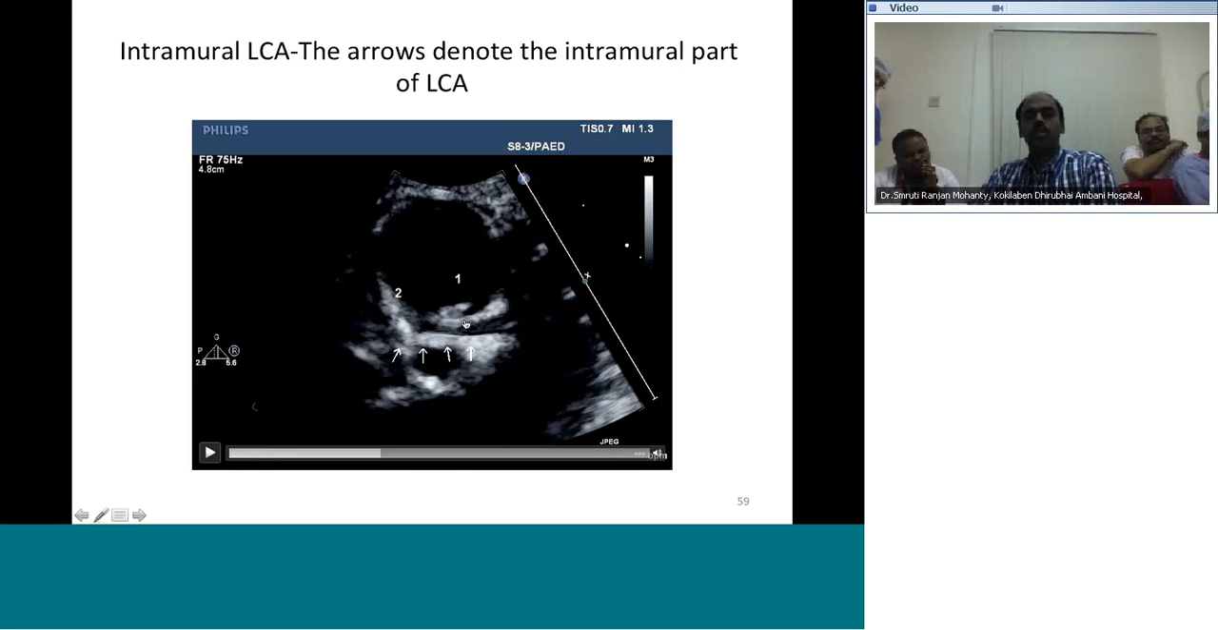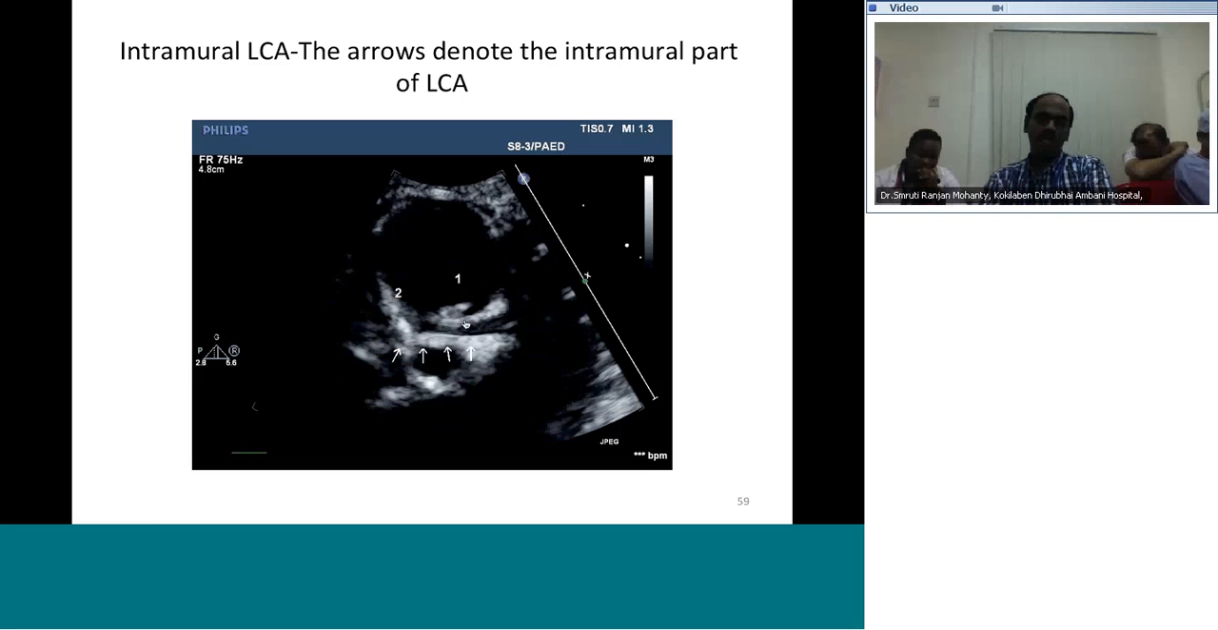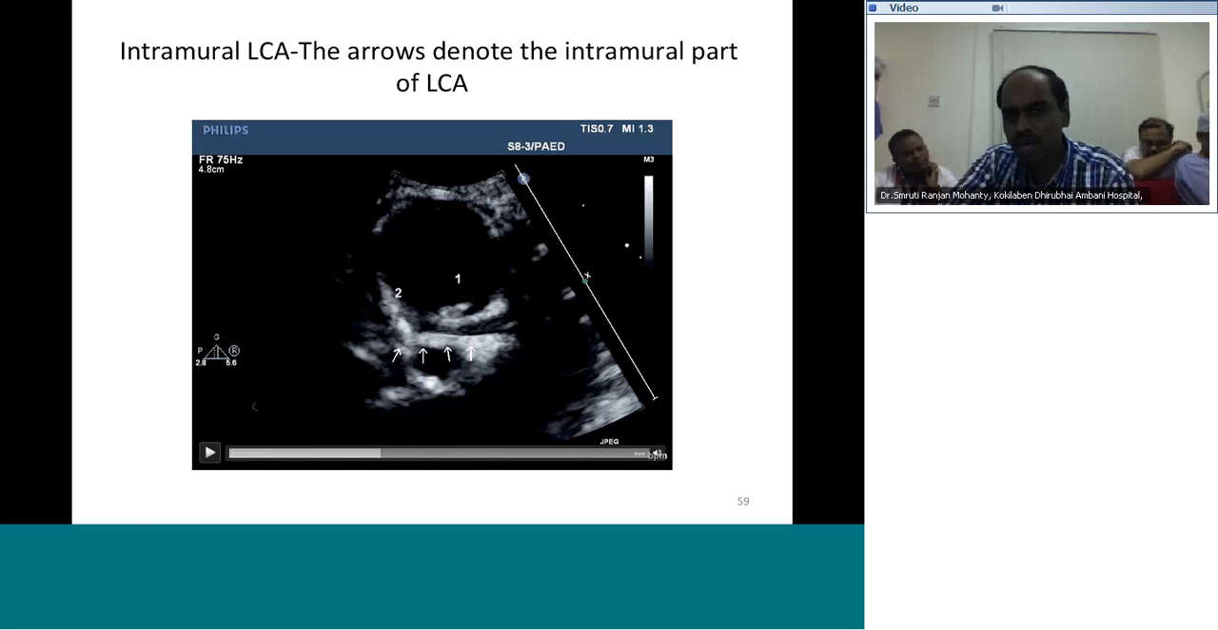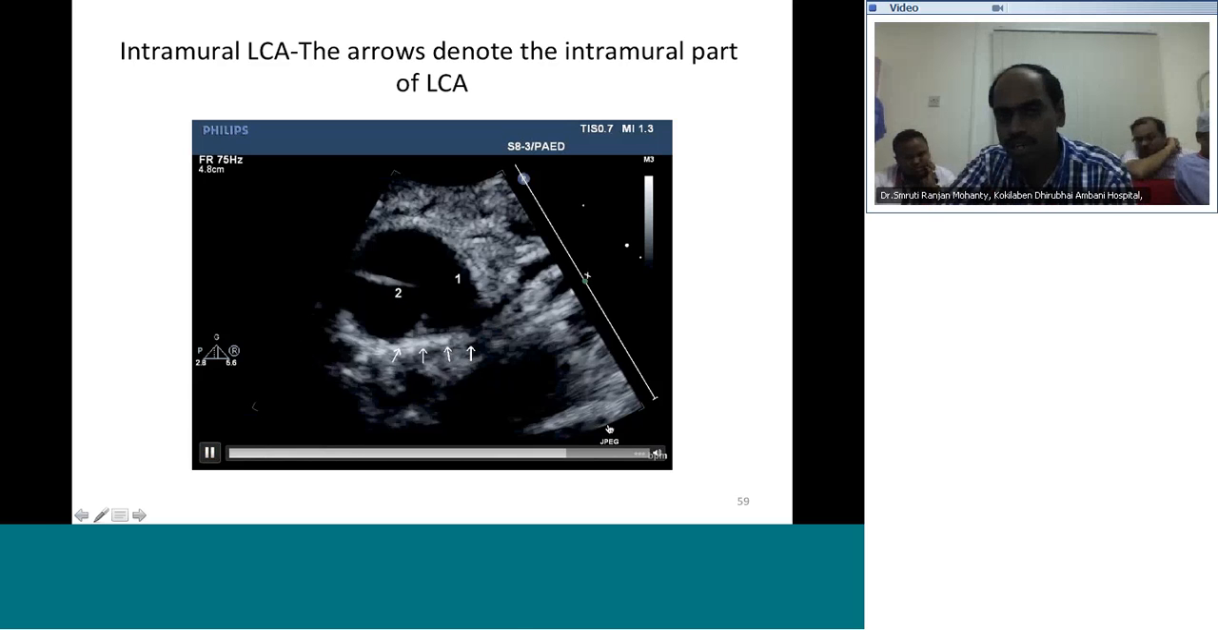So an intramural coronary's definition on echocardiography: LCA should arise from the right sinus, or RCA should arise from the left sinus, so contralateral sinus. It should cross the commissural area. This is the commissural, so it should cross the commissural area. It should share the wall here. There should be a common wall between the coronary artery and the aorta, and it should be between the aorta and the pulmonary artery. So this is the definition of intramural coronary artery.